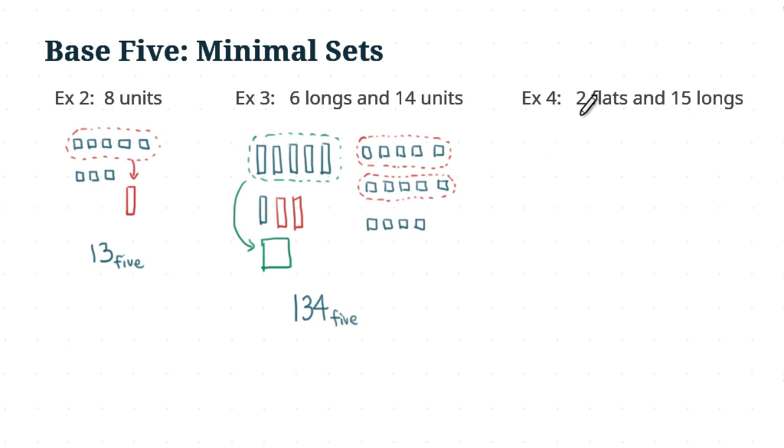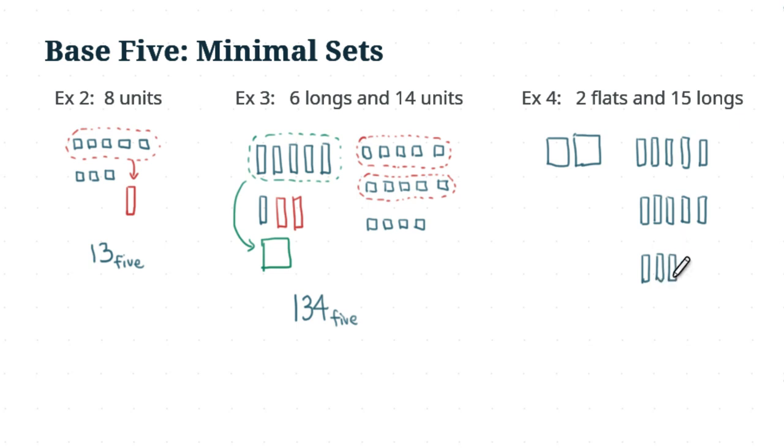So let's first draw those. So we have 2 flats, right? So 2 flats, and then we have 15 longs, right? So that's a lot. Let's draw this. So 5 longs in the group, because we are going to regroup them anyway, so it's not a good idea to draw another long here. And then let's continue. This is, let me see, this is 15, right? So 1 more here. So now we're ready to do the regrouping.